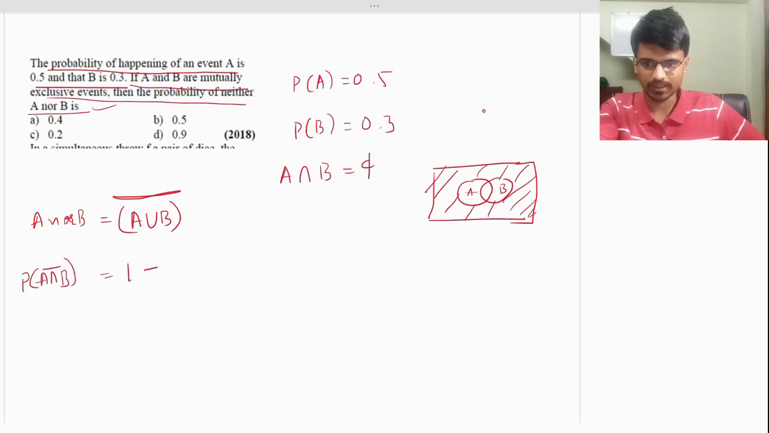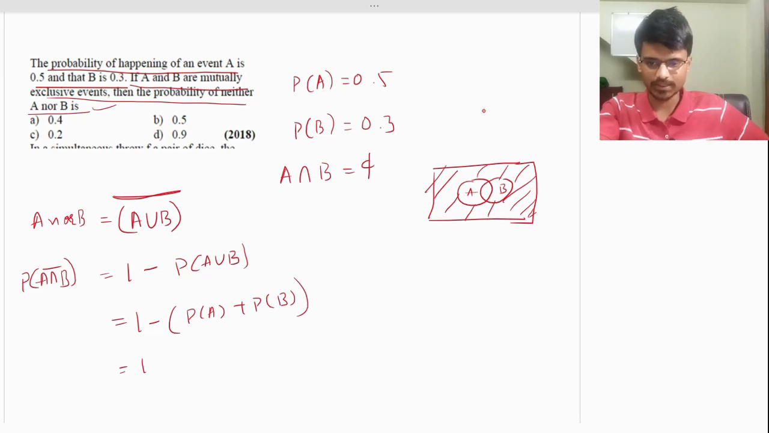This is nothing but 1 minus P of A union B. So this is easy to solve now, right? P of A union B is nothing but P of A plus P of B, because they are mutually exclusive. A intersection B is 0. 1 minus (0.5 plus 0.3), we get 0.2, right? So the correct answer is option C.